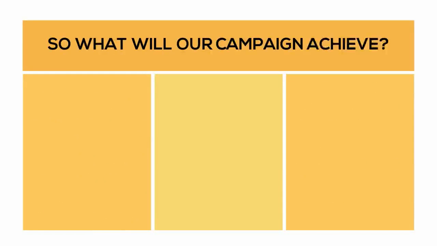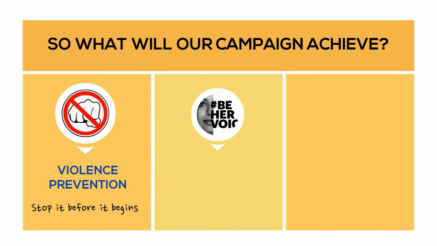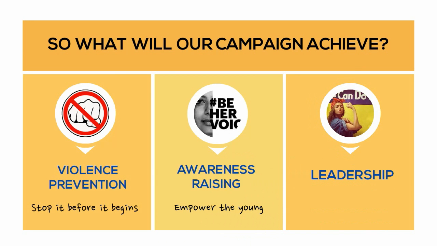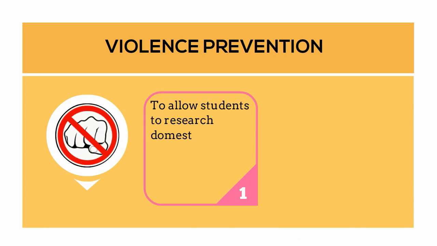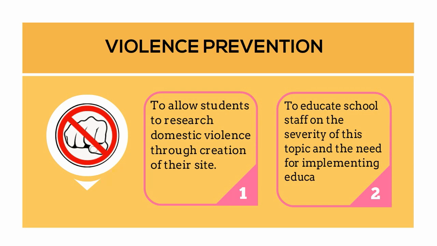So what will our campaign achieve? Violence prevention, awareness raising, and leadership. Our objectives for violence prevention are to allow for students to research domestic violence through the creation of their sites, as well as to educate school staff on the severity of this topic and the need for implementing education in class.